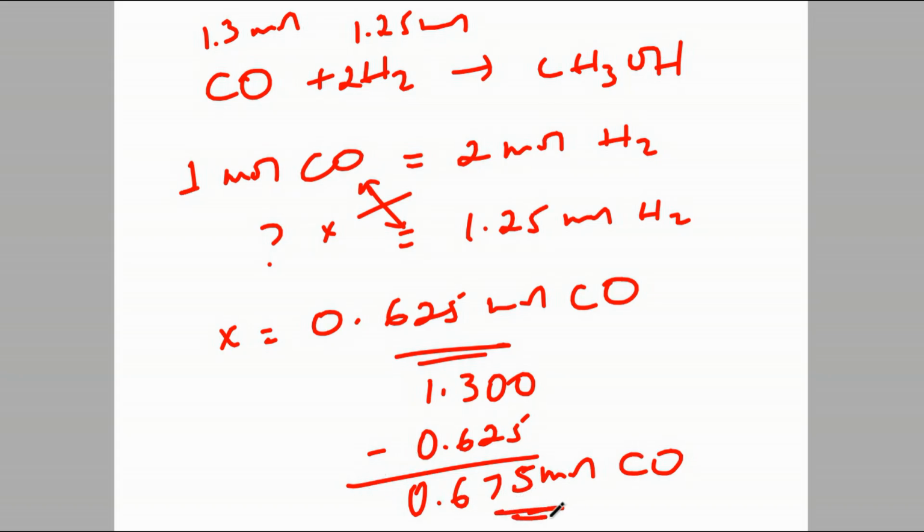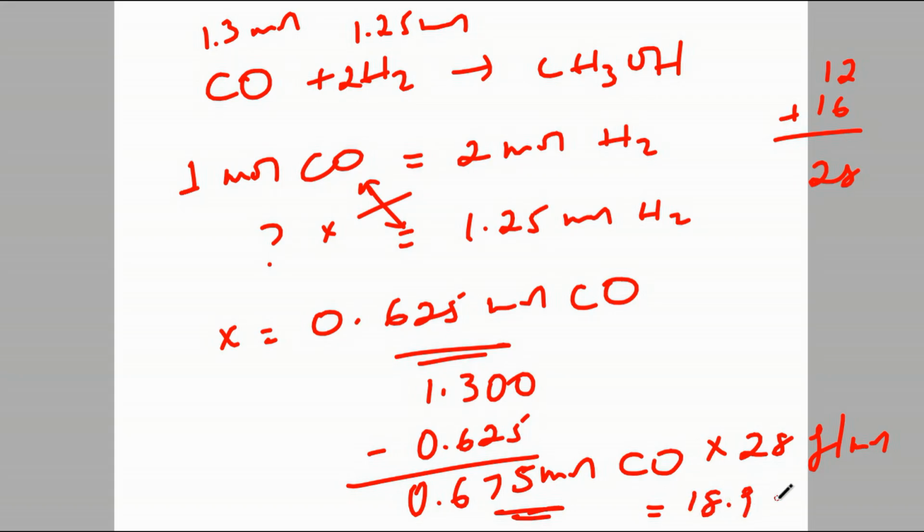To express this in grams, what do we do? We multiply this by the molar mass of carbon monoxide. What is the molar mass of carbon? 12, right? And that of oxygen is 16, so 28. So we multiply by 28 grams per mole. Solving this gives us 18.9 grams of carbon monoxide remains unreacted after the reaction.